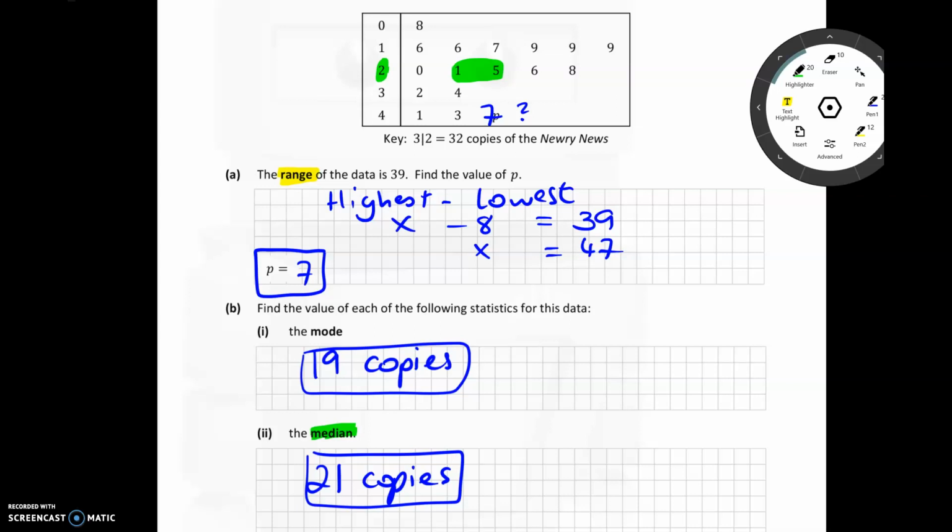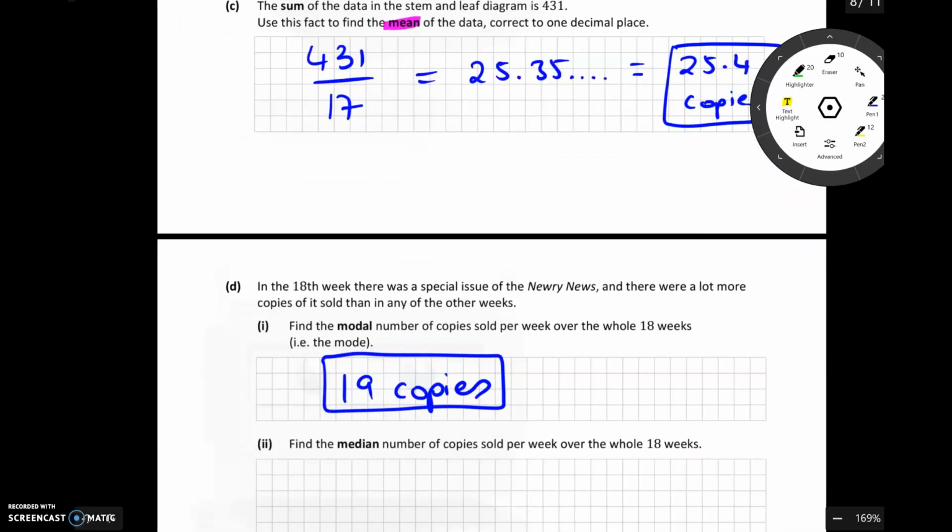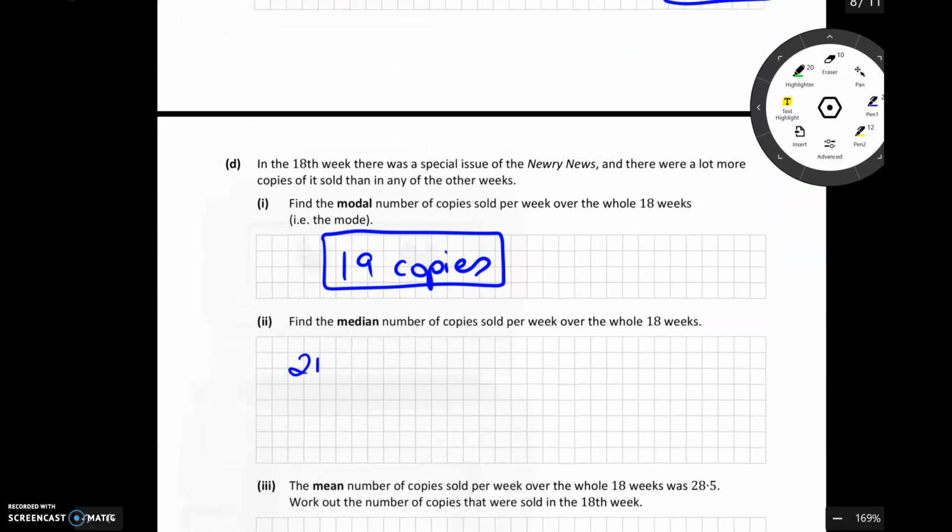And if you look at everything lower than the green, 1, 2, 3, 4, 5, 6, that's 8. And 1, 2, 3, 4, 5, there's 8 higher. Okay, so remember we've added one in. So the median is going to be the average of 21 and 25. So that's 46 divided by 2. So the median is now 23 copies.